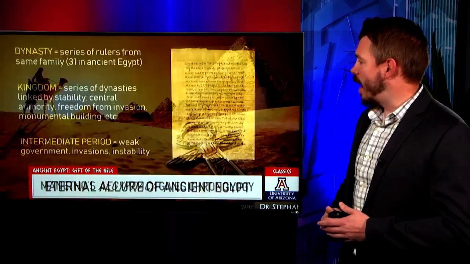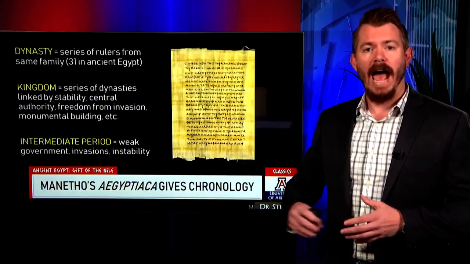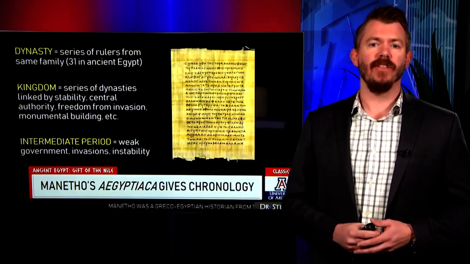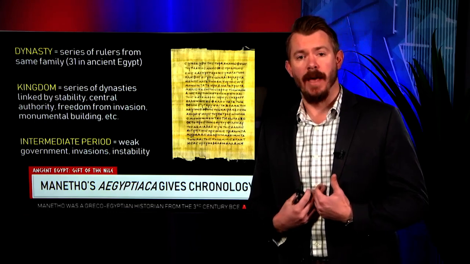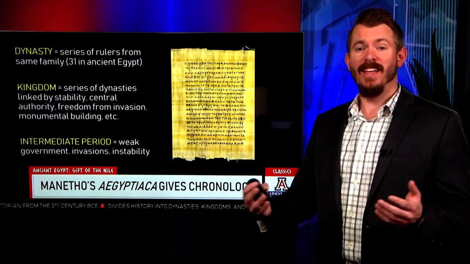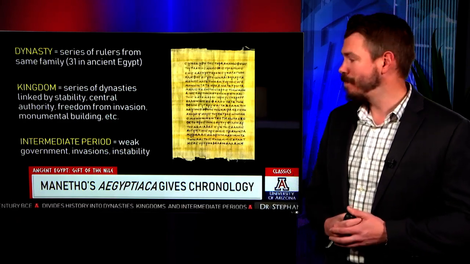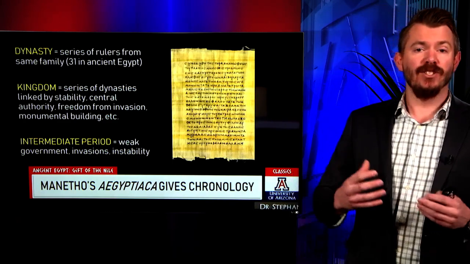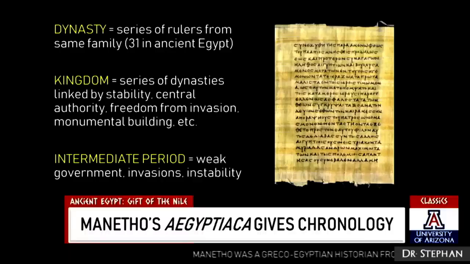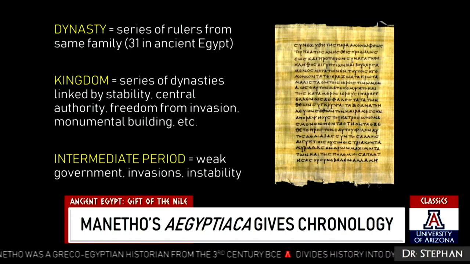But before we do that, let's get a sense for how Egyptian history is actually put together. So looking at some of the terminology that we use today and how that terminology actually comes out of a historian that's over 2,000 years old. Now, that historian that we're talking about is named Manetho, and he was an Egyptian living under Greek rule in ancient Egypt in about the 3rd century BC.